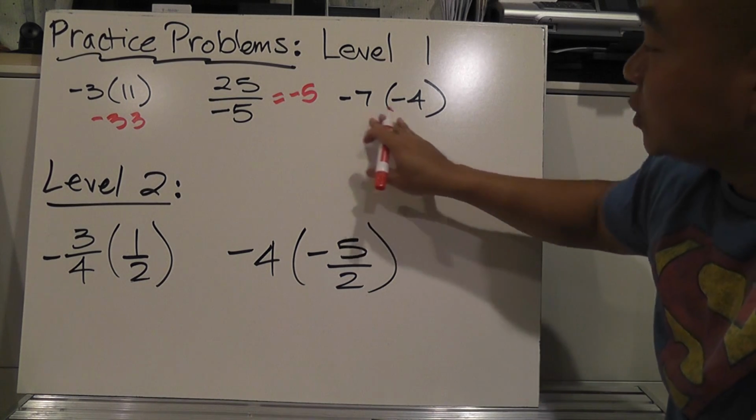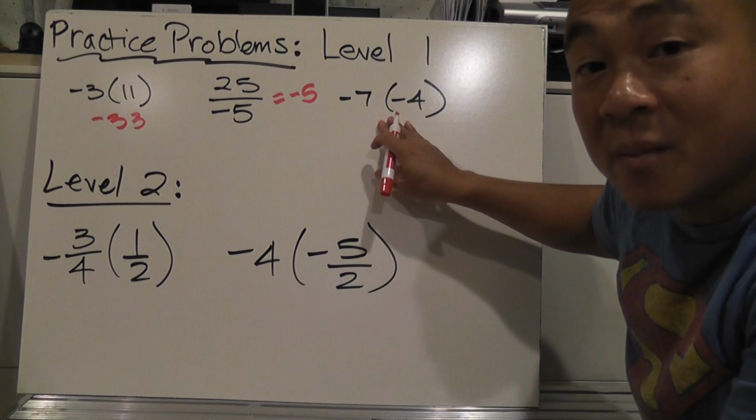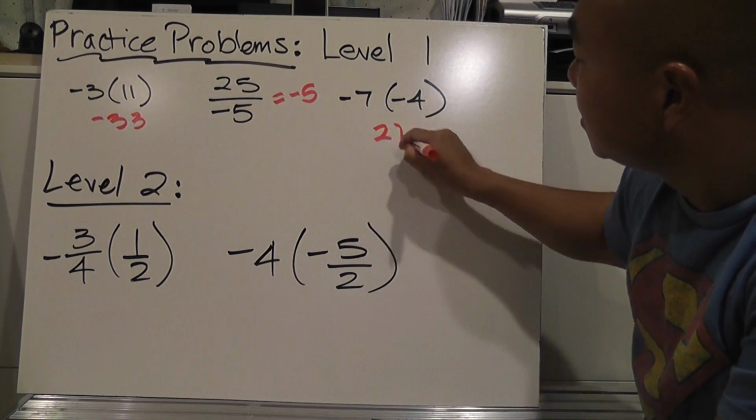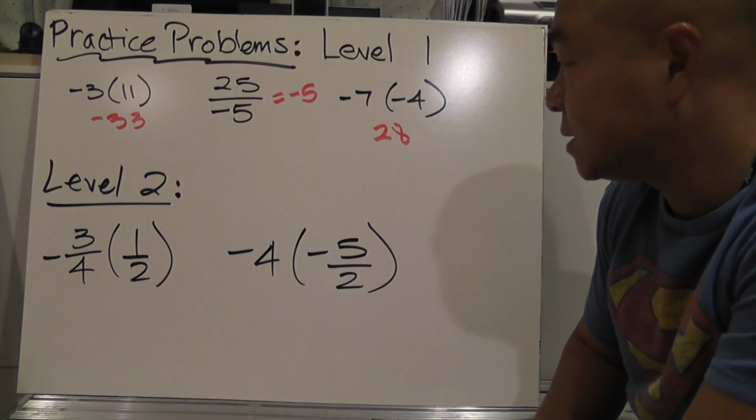And here we have two numbers here that are both negatives. We have a parenthesis that indicates that it's a multiplication question. 7 times 4, we get 28. Because they're both negative, this answer remains positive 28.